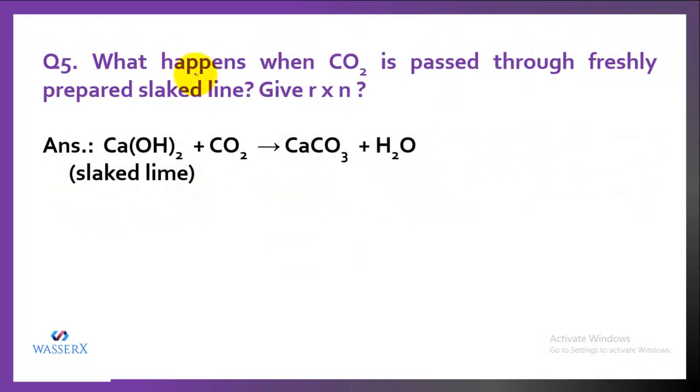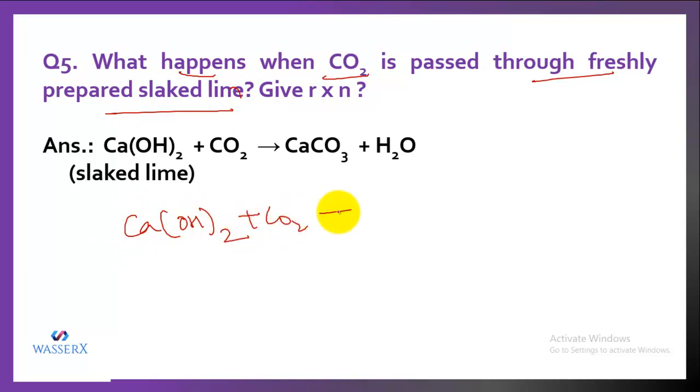Another question is, what happens when carbon dioxide is passed through freshly prepared slaked lime? So slaked lime we know is Ca(OH)2. So when we pass carbon dioxide to it, it forms calcium carbonate, due to which the milkiness appears, and along with that we get water.